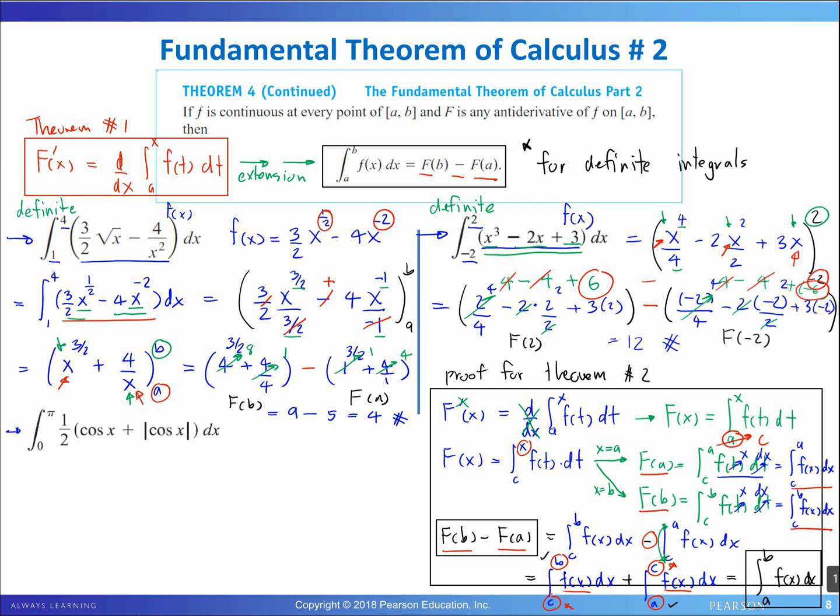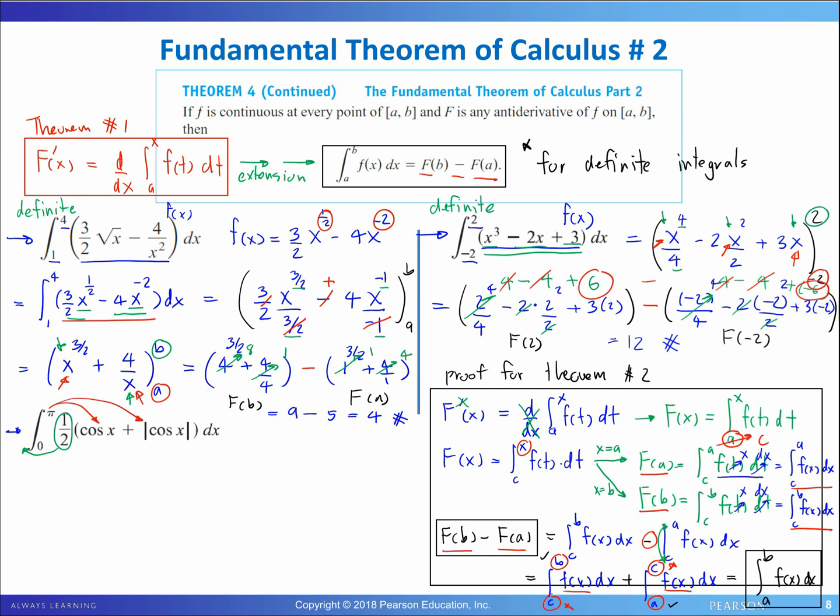So we have an integration of 1 over 2 times cosine x plus absolute cosine x. This one is a little bit different because of the absolute value. But first of all, I'm going to move the constant 1 over 2 outside the integral, like this. And then I distribute the integration to each subfunction directly. So first one right here, cosine of x, and then absolute cosine of x.